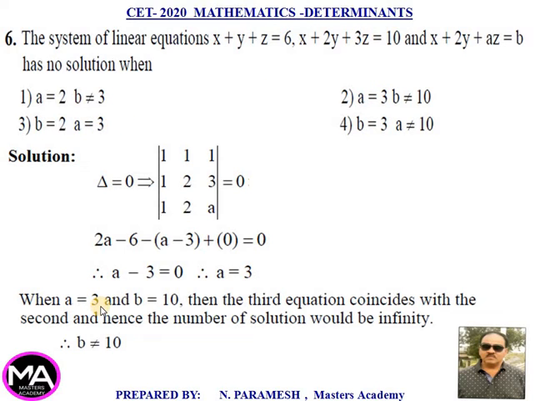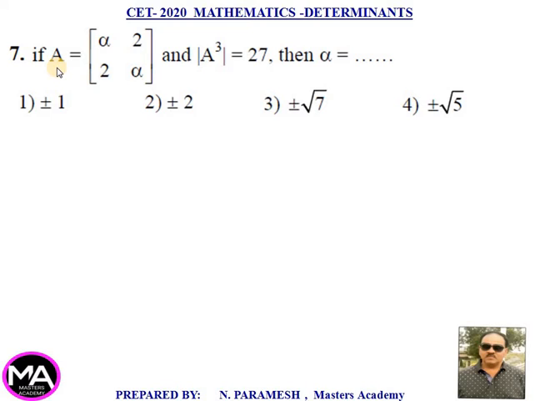When a is equal to 3 and b is equal to 10, then the third equation coincides with the second equation, and hence the number of solutions would be infinite. But the given question has no solution, therefore b is not equal to 10, therefore option second one is the right answer. Seventh question: if matrix A is equal to first row alpha 2, second row 2 alpha, and determinant A cube is equal to 27, then alpha is equal to, 4 options are given.